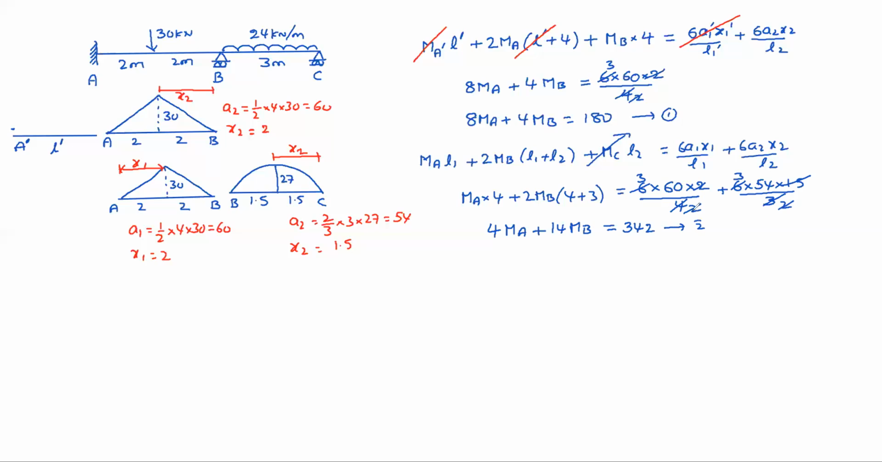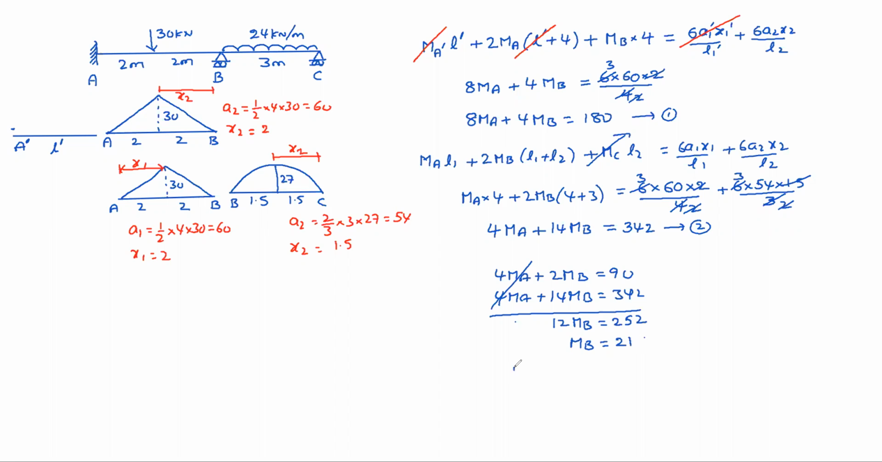So make the first equation half, that is 4 MA plus 2 MB equal to 90. 4 MA plus 14 MB equal to 342. So subtracting 1 from 2, 0, this one, then 12 MB equal to 252. MB equal to how much? 21. MB is 21.